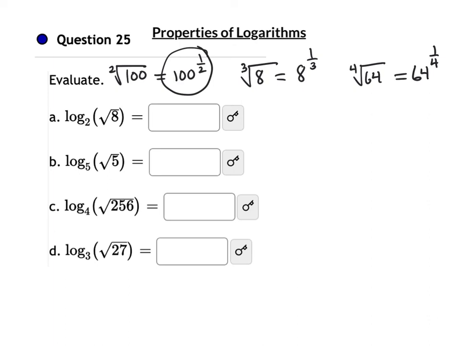What we're going to do here then is say that this is the log base 2 of 8 to the 1/2 power. And I'll put this in front. That's 1/2 times the log base 2 of 8. 2 to some power is 8. Well, that would be 3. 2 cubed is 8. This is 1/2 times 3, which is 3/2, or 1.5.